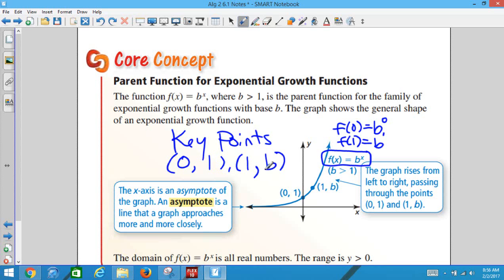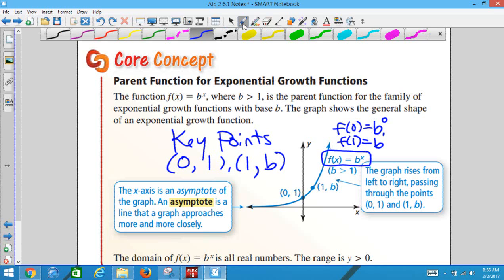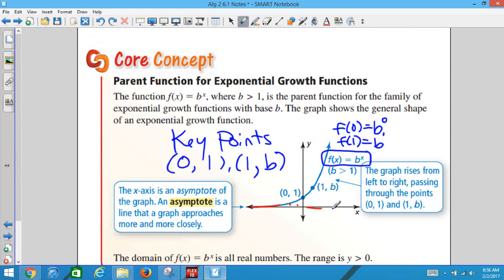So you would be asked to find key points. You will be asked to find asymptotes. And if there is no shift, up or down, then the asymptote is always going to be y equals 0. This line right here.